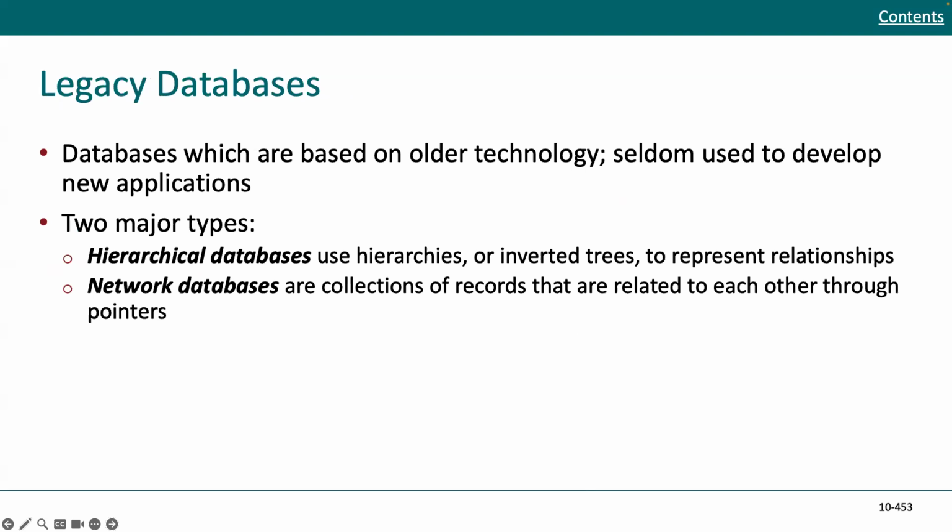For legacy databases, these are databases which are based on older technology, and these are seldom used to develop new applications, but you may have a legacy database that you have to refer to. And so there are two major types: hierarchical databases, and these use hierarchies or inverted trees to represent relationships. And there are also network databases that are collections of records that are related to each other through pointers.